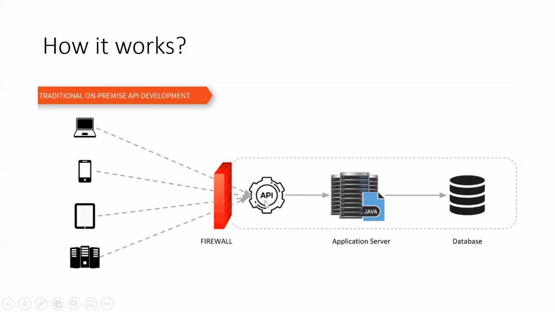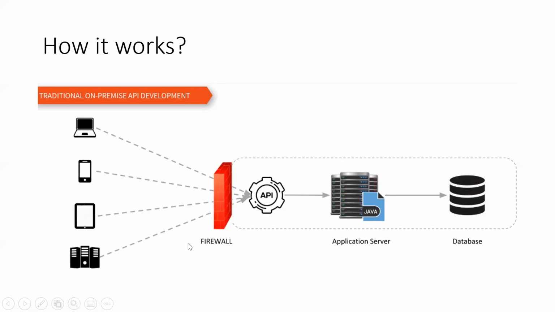Now, what used to happen earlier is that you built the application. Now there is a firewall, and you create the API. You have built an application, let's say in Java, which has its own database. If other people have to communicate, you have to bypass this firewall and then talk to the API so that you can talk to this application server. So this API and firewall is your blockage here.